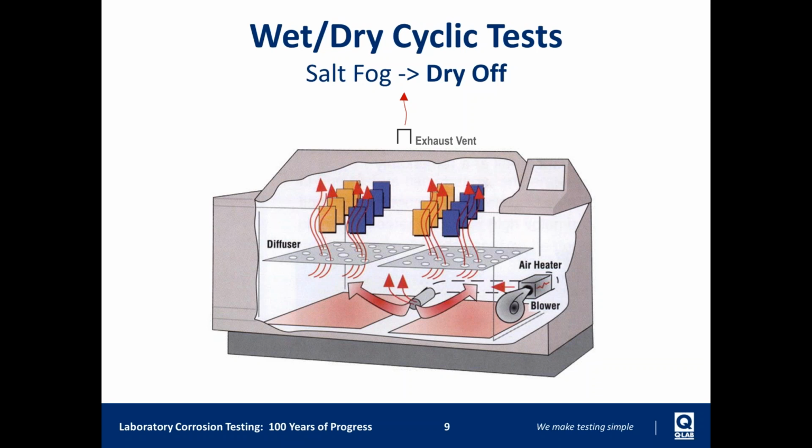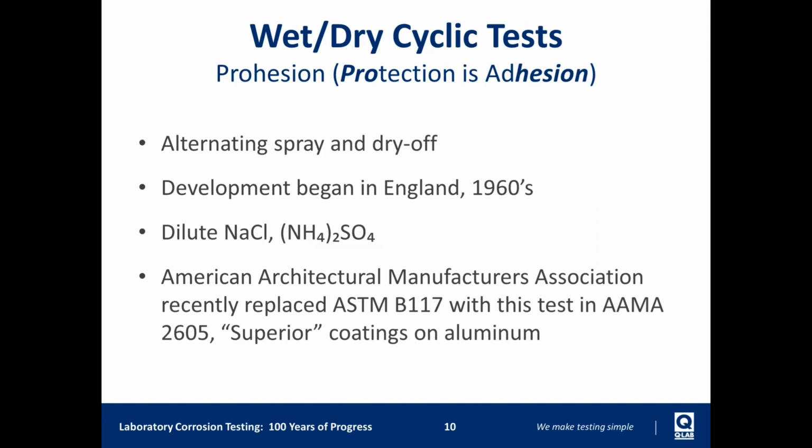a marine condition. And so they started cyclic tests, which are alternating between salt fog and drying off of the specimens. The main one that's known is ASTM G85, which is also called the Prohesion test, based on the creation of the test. Prohesion stands for protection is adhesion, which is a little confusing, but if someone says Prohesion, this is the test method that they're talking about.